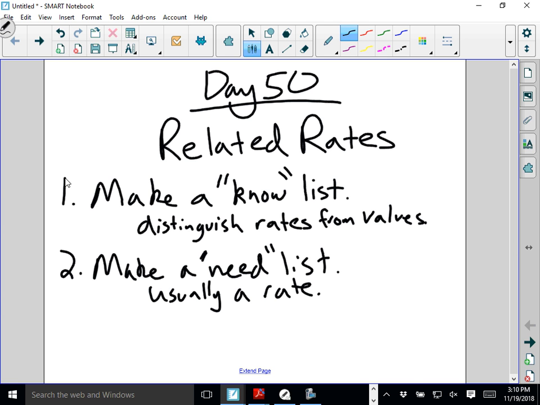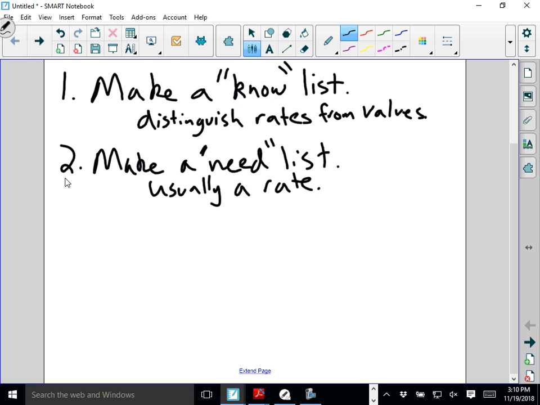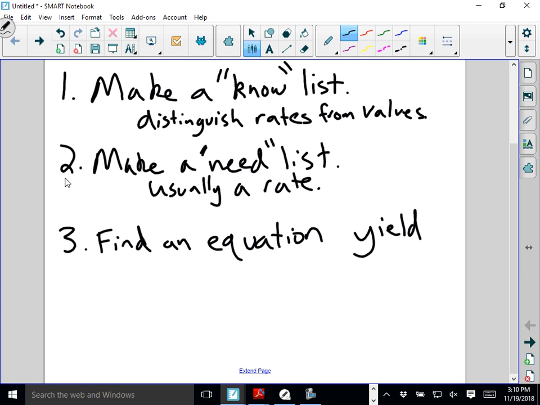Step 3, we need to find an equation that when we do the derivative of this equation, our need will appear. Find an equation that will yield the need. After we find that equation, we want to derive.